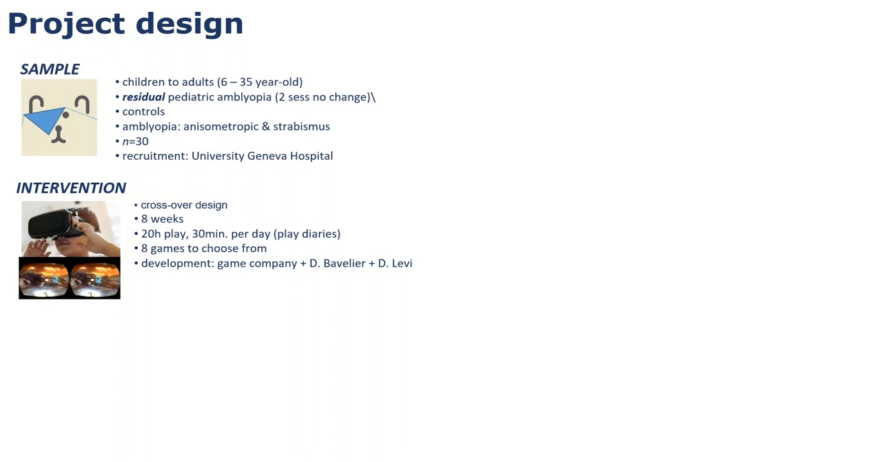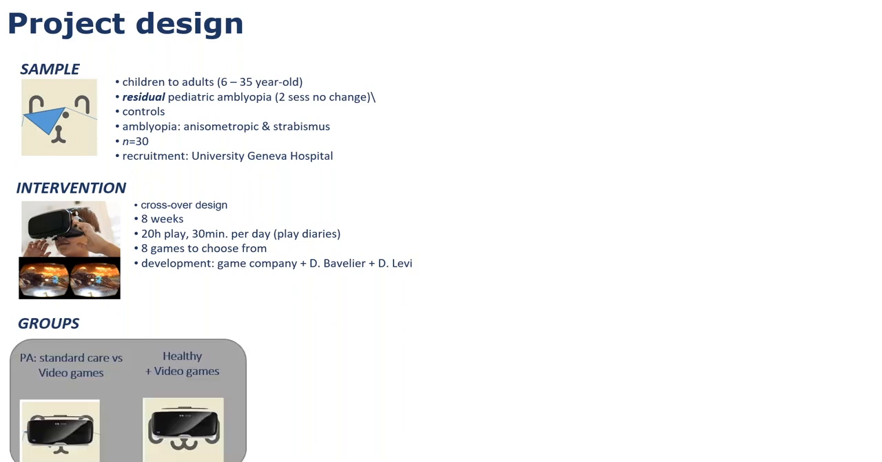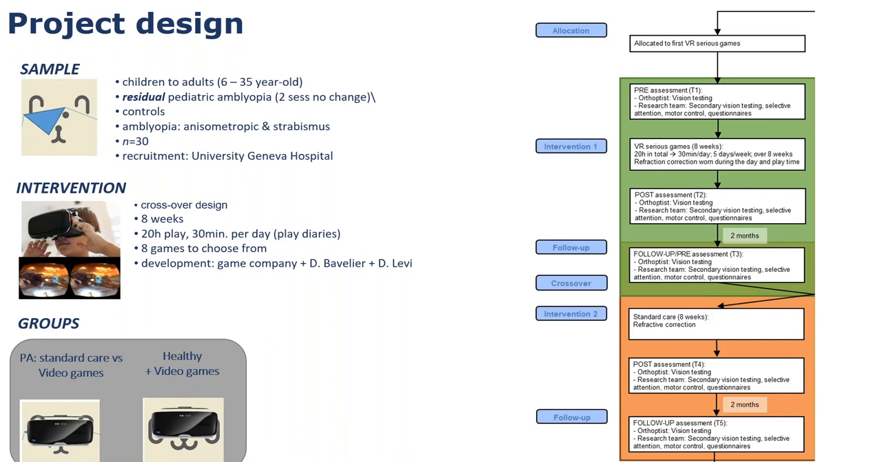And the games have been developed by a company in San Francisco Bay that deals specifically with games for this type of disorders. And also they've been co-developed with colleagues at the University of Geneva and in University College Berkeley. So the groups, as I said, is amblyopes who will undergo games, and also healthy participants who will also undergo games. And this is just a quick demonstration of the procedure. So participants will first either have games or the standard care, or vice versa.